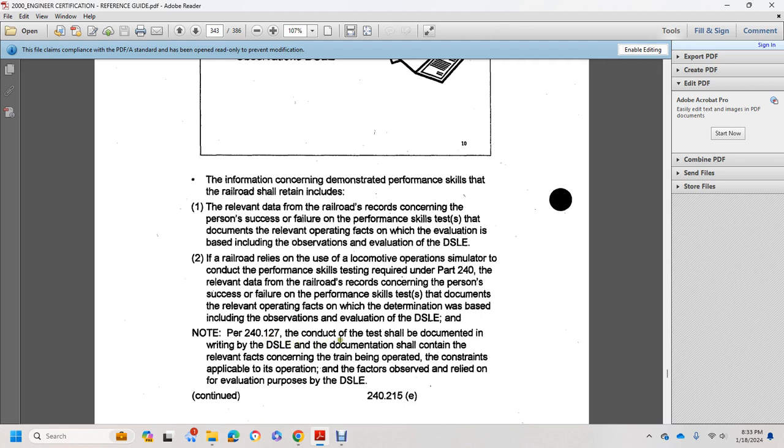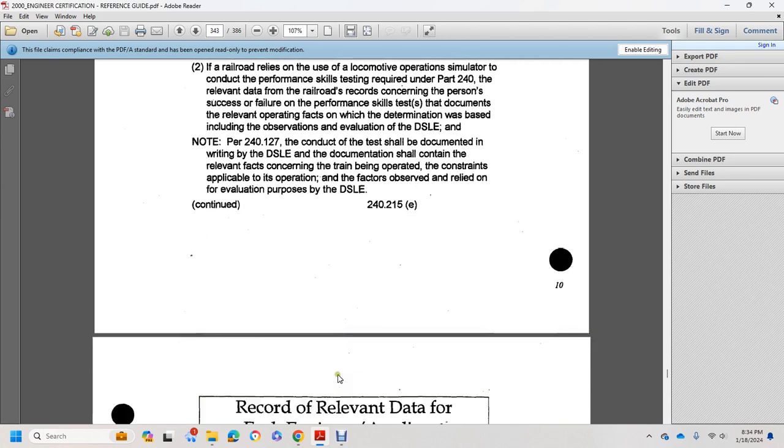The documentation contains the relevant concerns with the train being operated, with the constraints and the applicable operating factors observed that were relied on for evaluation purposes by the designated supervisor or locomotive engineer.